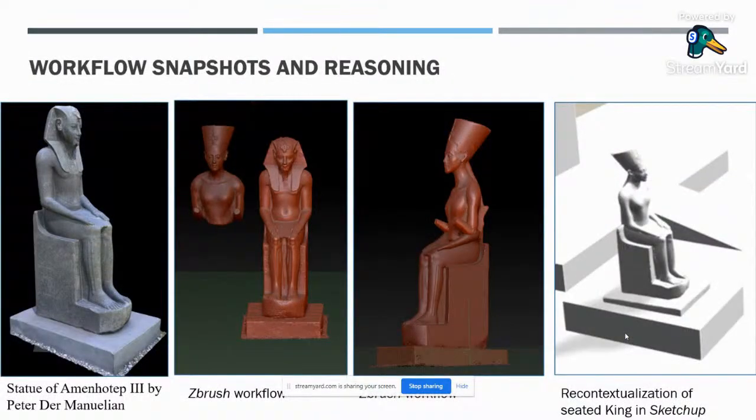Similar steps were undertaken when reconstructing this seated statue, which was based on a 3D model that you see here on the left of Akhenaten's father, Amenhotep III, that is up on Sketchfab, and it was built by Peter Dermanuelian. And I will go more into this statue shortly.